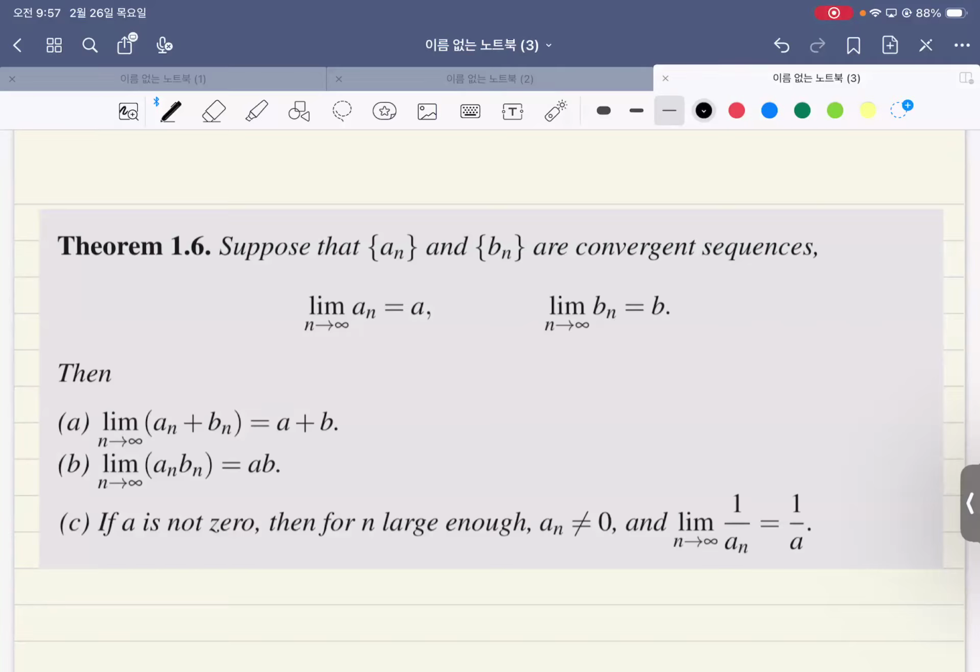So these three theorems, these three statements, will save you from lots of analysis like this. Why? Because whenever you can show that any two sequences are converging, then you can make up many different sequences from these two sequences. And for those cases, you don't need to prove anything because of the theorem. Okay?